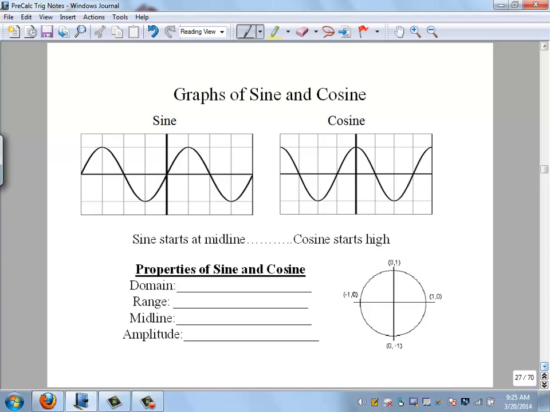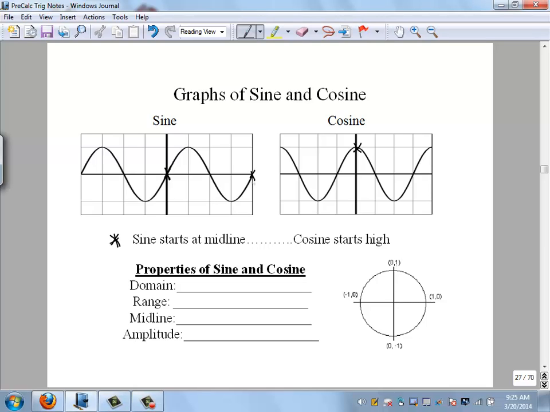Okay, now we're getting into actual graphing. I'm going to go through the properties of sine and cosine, and I want you to remember what I'm showing you. First of all, there's this little saying I always say: sine starts at midline, cosine starts high. Because if sine starts at 0, we just saw that, and cosine starts at 1, sine will always start at your midline, go up and come down.